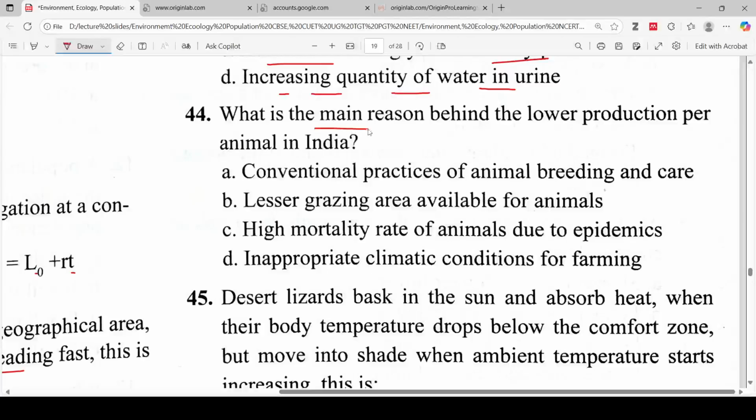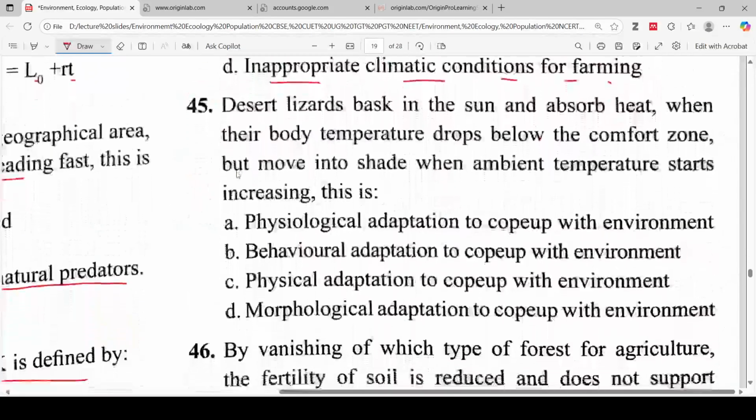So next question. What is the main reason behind the lower production per animal in India? Conventional practices of animal breeding and care, larger grazing area available for the animal, option C, high mortality rate of animals due to epidemics, inappropriate climate condition for farming. So the correct answer will be option A. The next question.